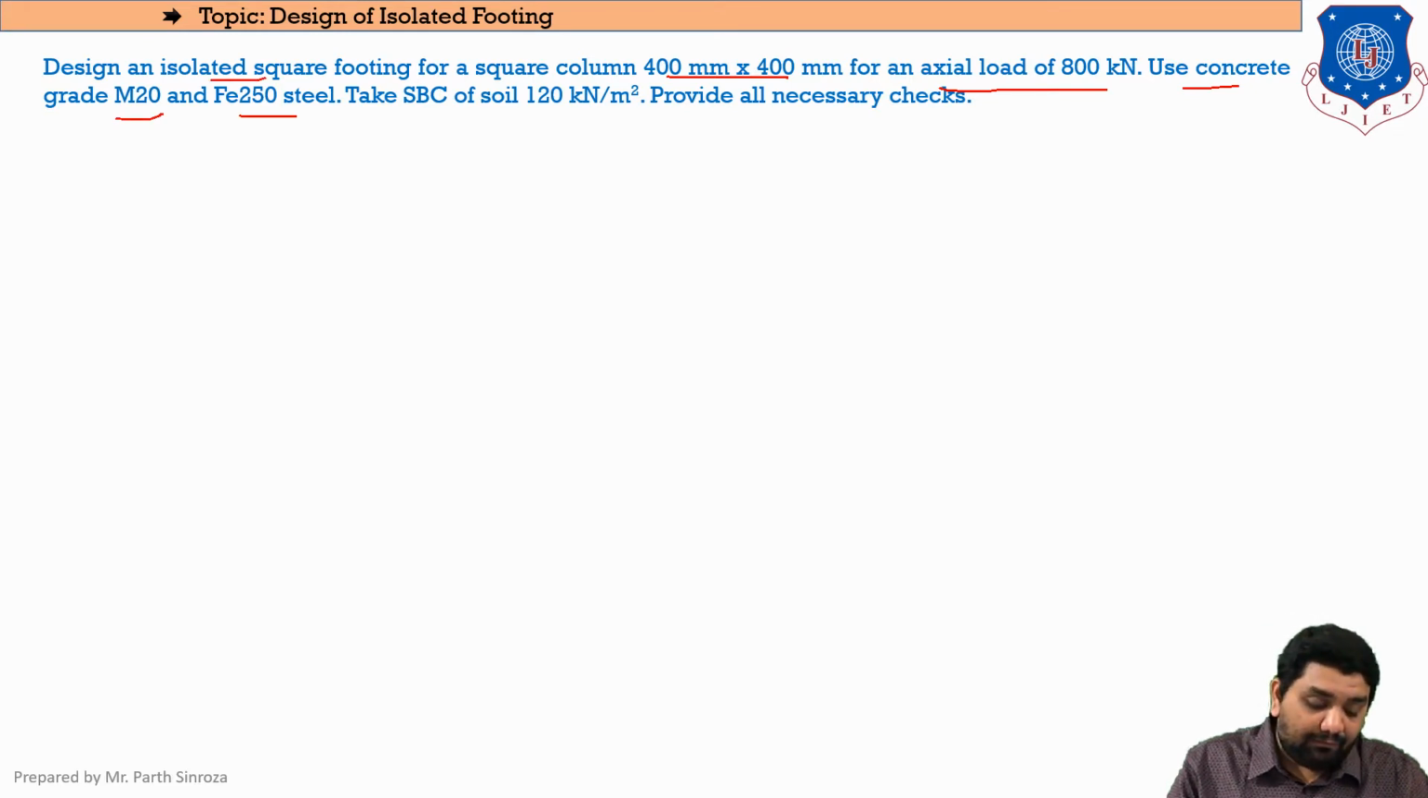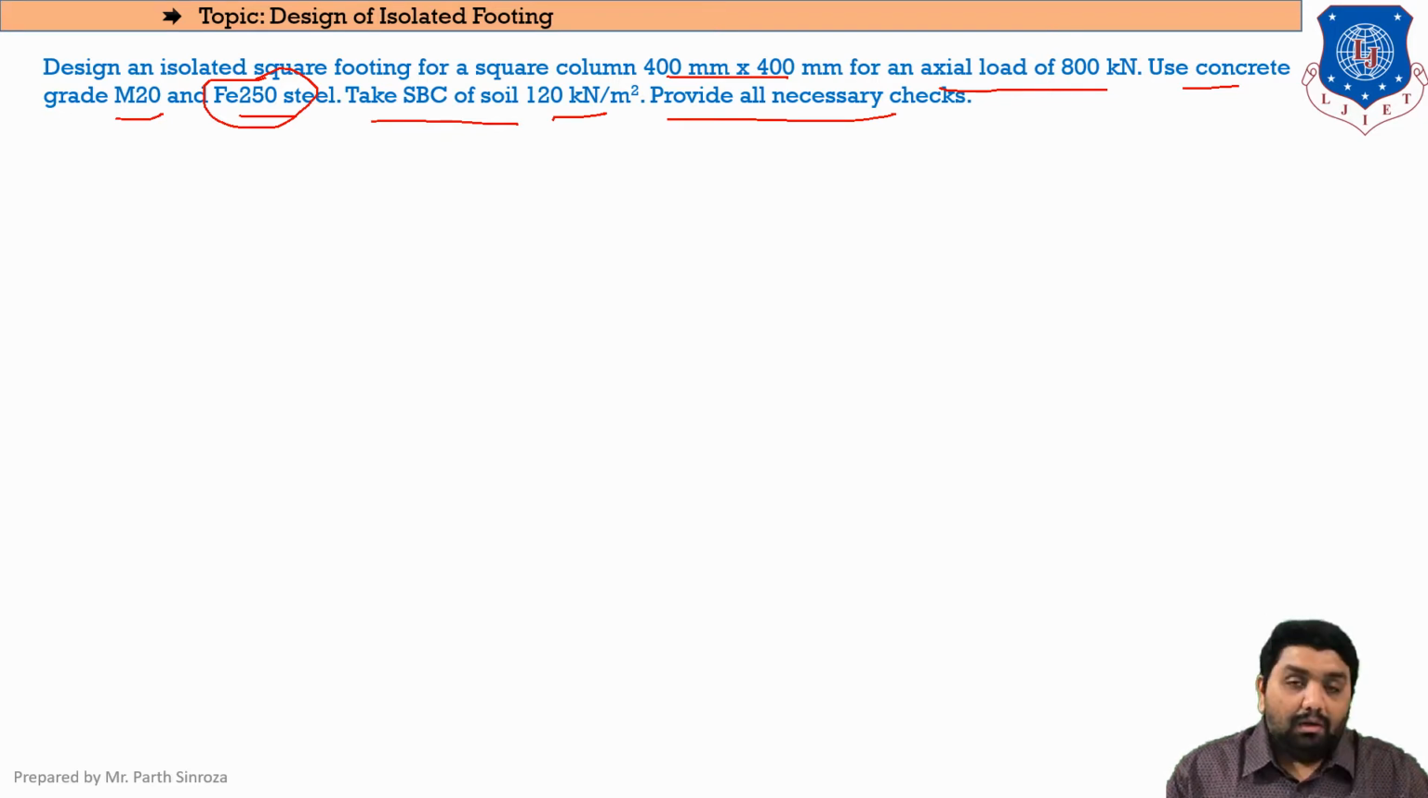Keep in mind here Fe 415 steel is not given, so mild steel sections are used for this construction. And the SBC of soil, that is soil bearing capacity, is given as 120 kilonewton per meter square, and it is given that provide all necessary checks. If it is given in the question that we need to provide all necessary checks, then and only then will we deal with each and every check. Else it will be specified in the question that you need to focus on specific checks. Clear? So checks will be done by you only if it is asked in the question. If it is not asked, then there is no need to provide checks for it.